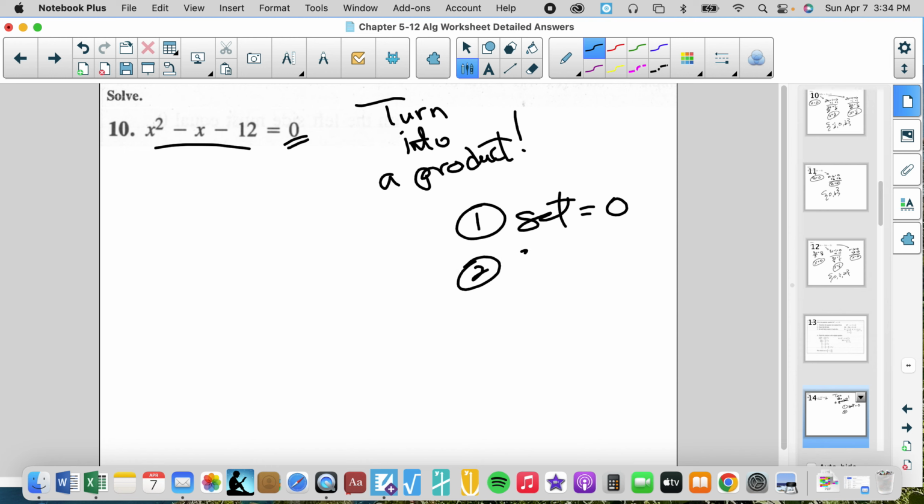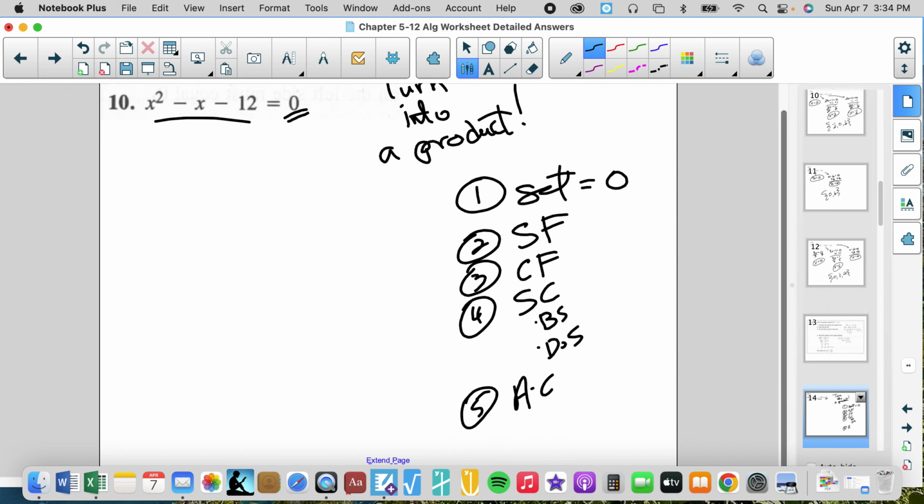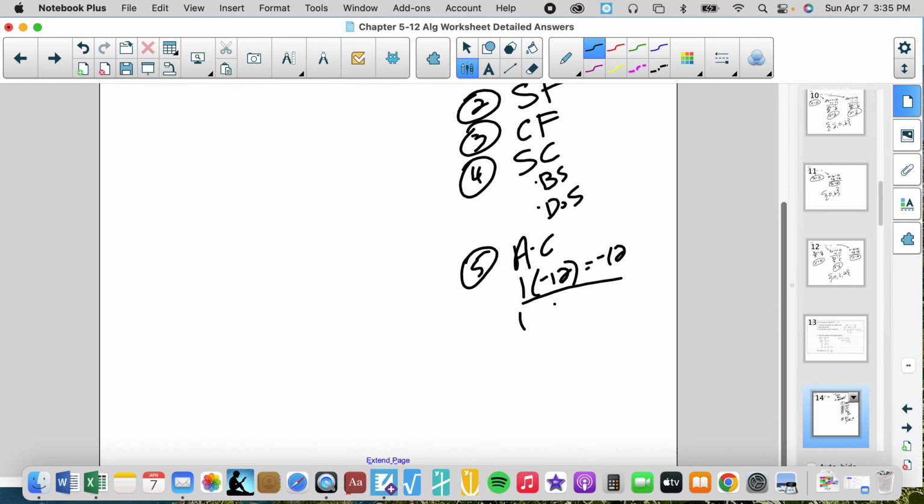Now 2, is it in standard form? Yes. Is there a common factor? No. Is it a special case? Is it a binomial square or a difference of squares? No. So 5 is going to now be a times c. My a is 1, my c is negative 12. I need factors of 12, which are 1 and 12, 2 and 6, 3 and 4.